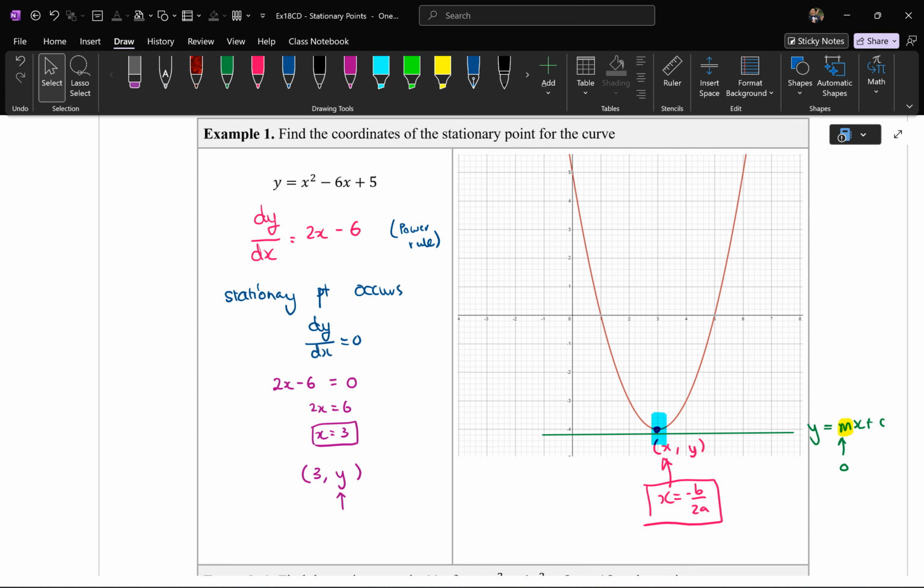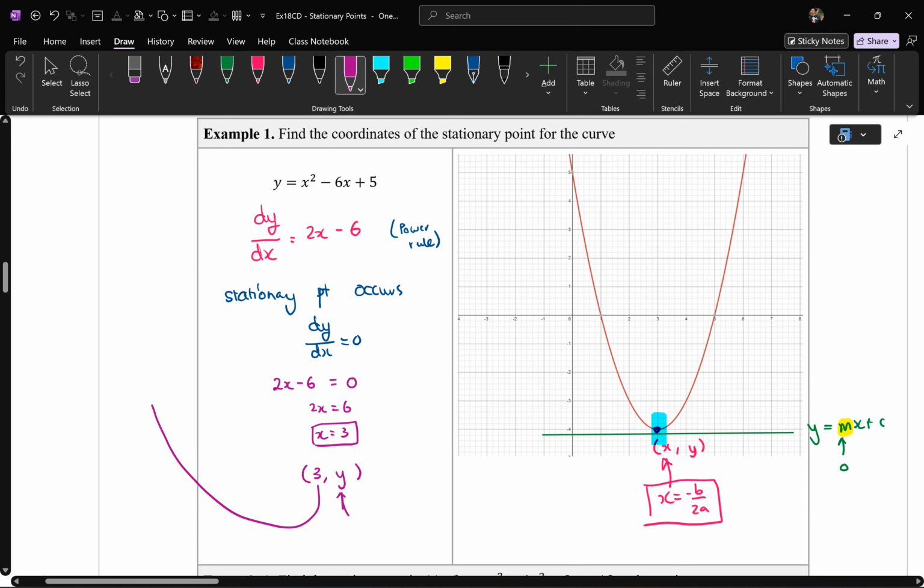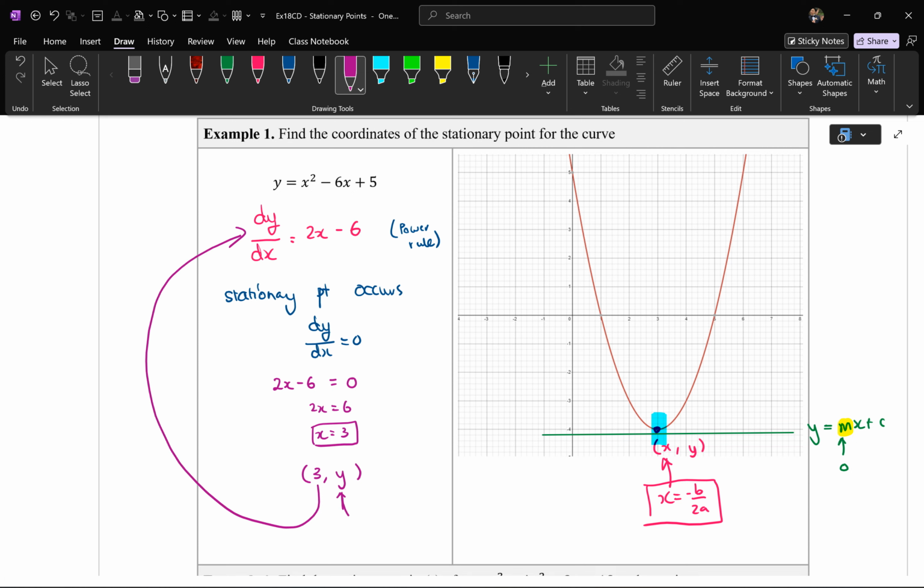What do we do from here? Oh, you have to sub it back to the original. Okay, now which one's the original? The x squared minus 6. Beautiful. Most common mistake is students take this 3 and they sub it back in here. What do you expect to get if they sub in 3 into dy/dx? What should you get?